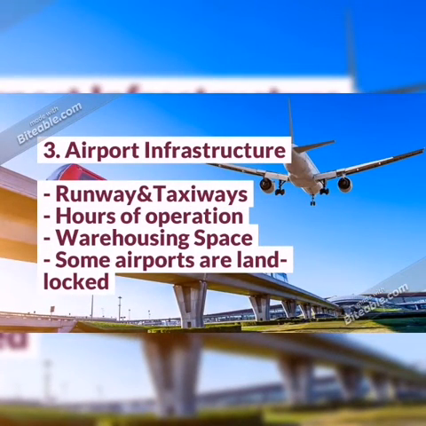Airport infrastructure: runways and taxiways. The number, length and design of the runways determine the type of aircraft and the capacity of an airport. Hours of operation. Warehousing space. Some airports are landlocked. For example, Hong Kong could not expand Kai Tak and built a new airport, Chek Lap Kok, on an artificial island instead. Subang Airport, KLIA.